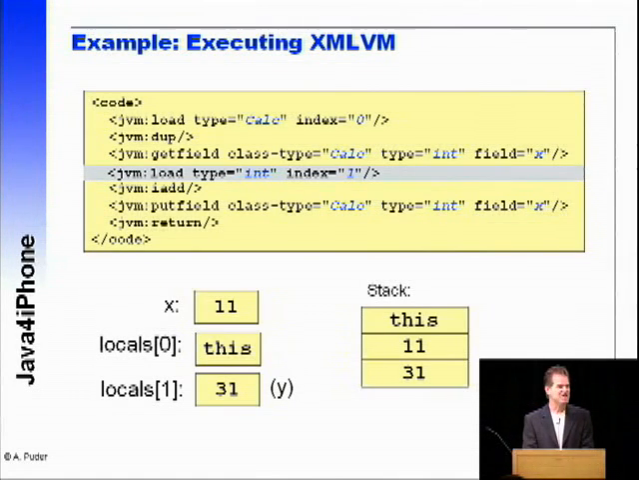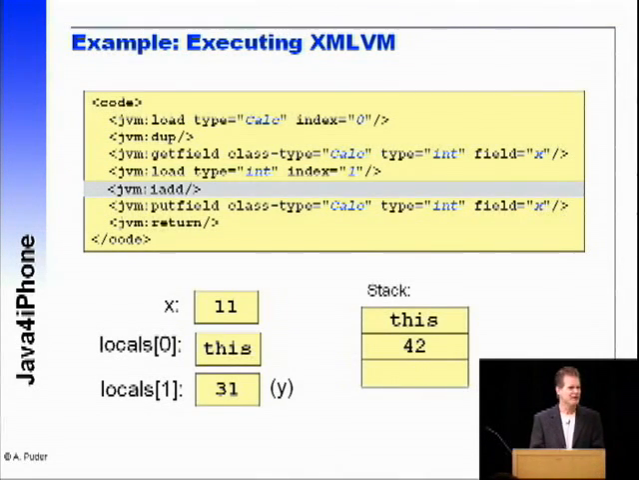The next instruction is called iadd. Integer add just adds two integers. And since we're talking about a stack-based machine, what does it do? It pops off the last two integers, computes the sum, and then pushes the sum back onto the stack. So 11 plus 31 is 42. You can see I'm a big fan of, well, you guys know what I'm talking about, right? 42.